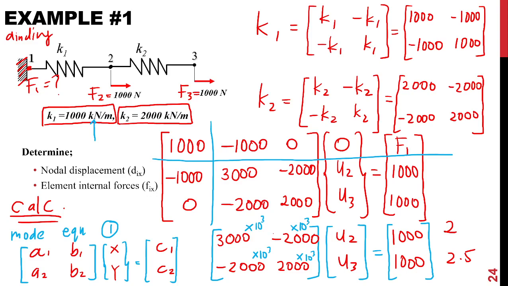Ini kamu masuk 10 kuasa 3 ke macam mana? Kena masuk 10 kuasa negatif 3, sebab ni adalah displacement. Dia tak convert jadi 2K. Dia akan jadi 2 darab 10 kuasa negatif 3 kalau kamu masukkan betul-betul. Yang ni 2.5 darab 10 kuasa negatif 3.